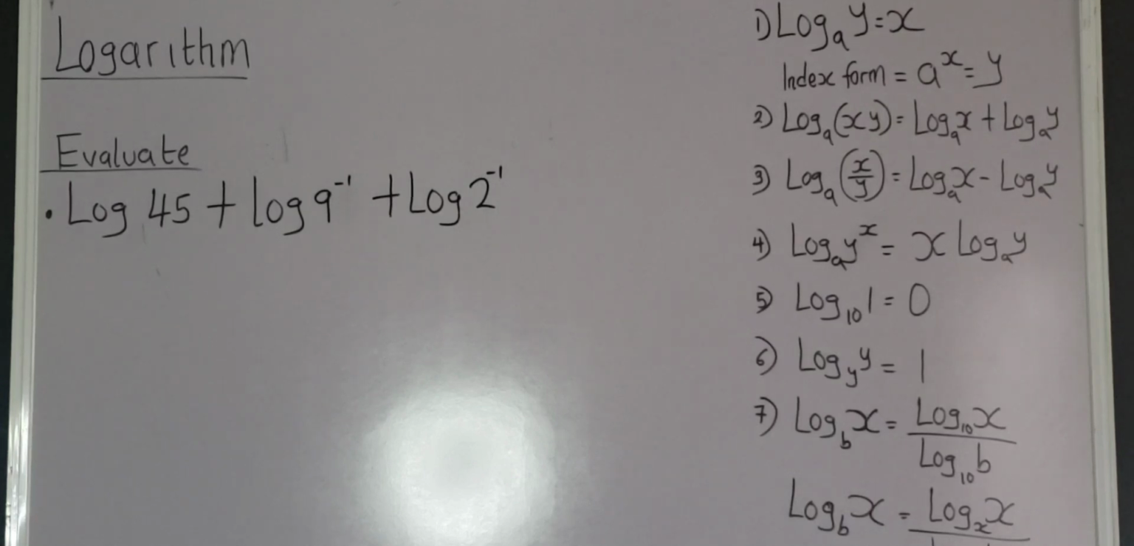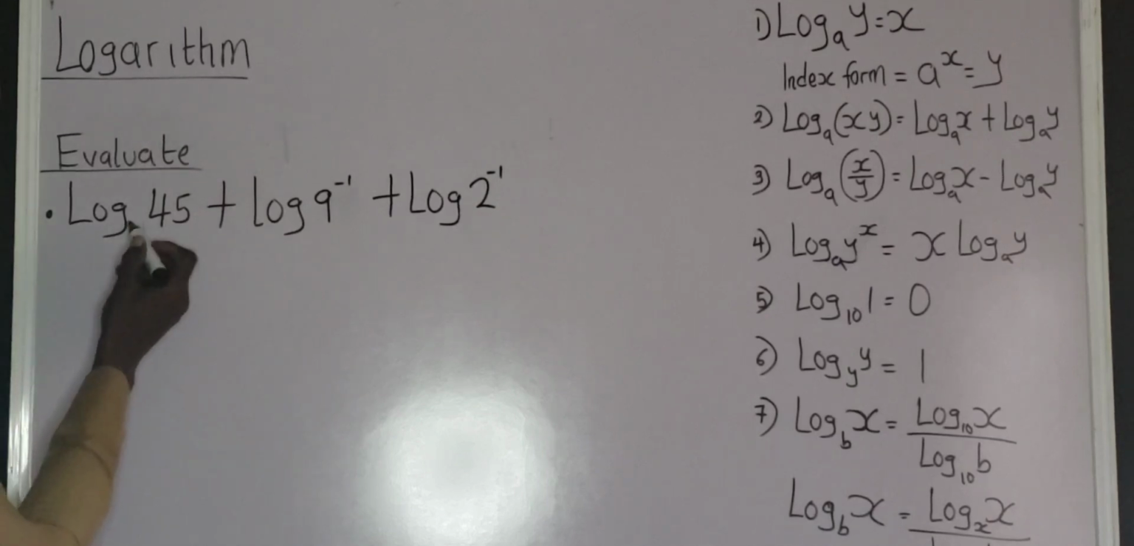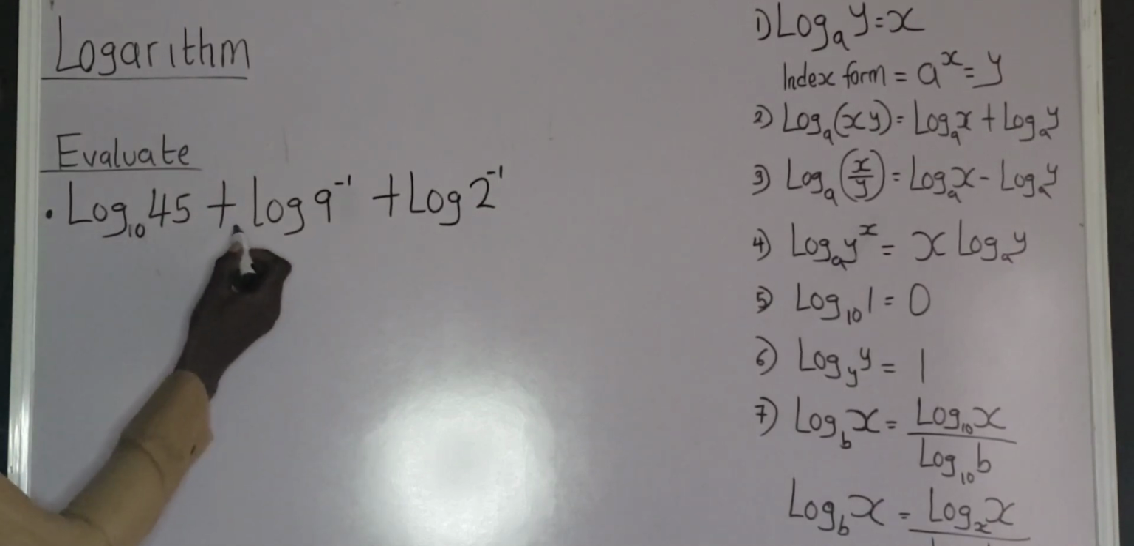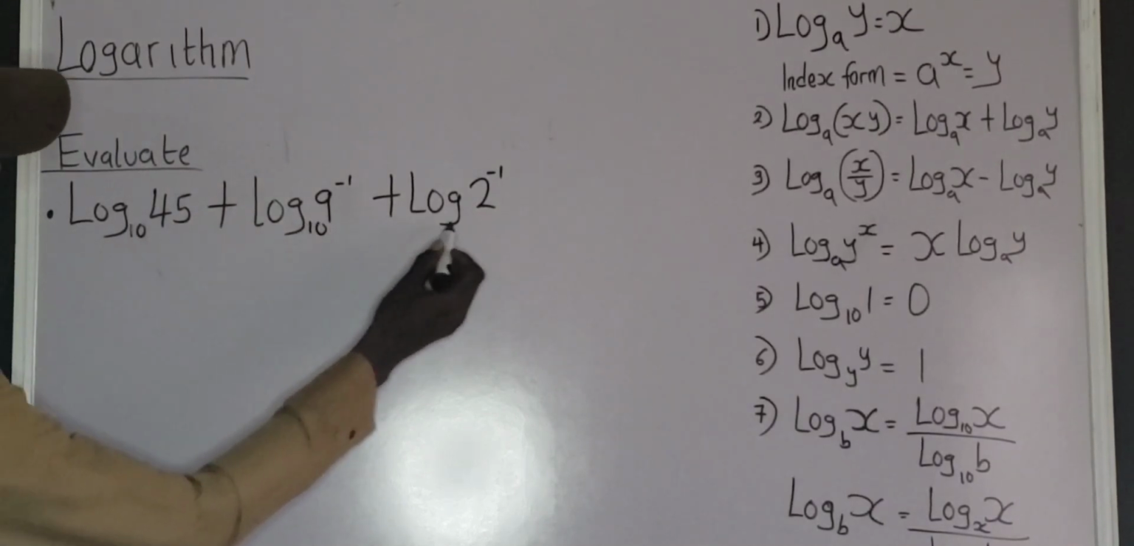Because I told you that anytime you are given a logarithmic question and the base is not included, the base is always 10. The reason why most of the time we didn't put it there is because the logarithm of a number to base 10 is a common log. You understand? So this is log 10, log 10, log 10.